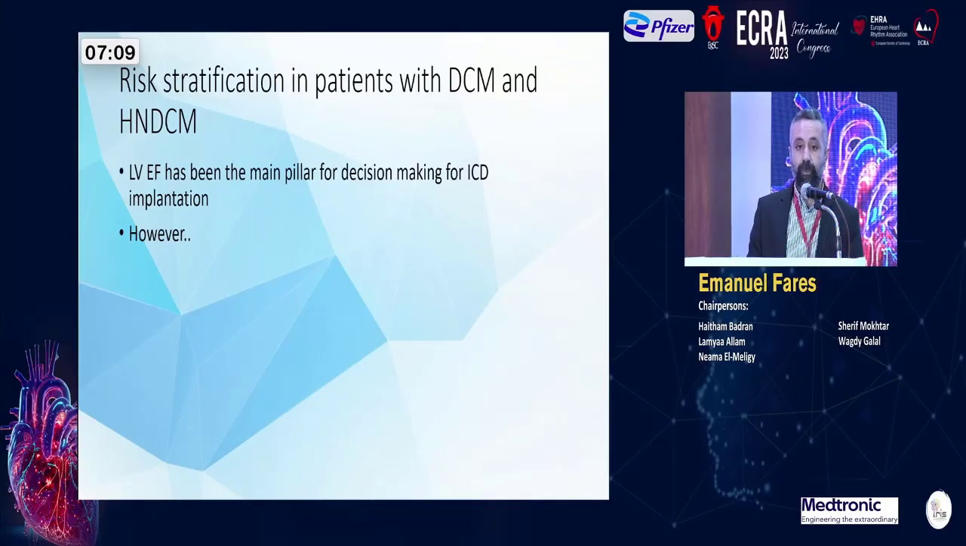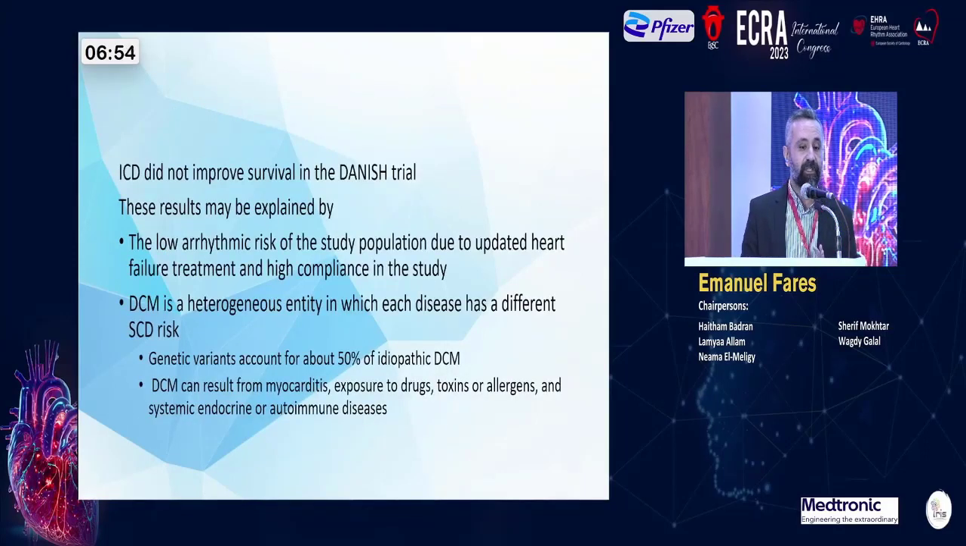The second group of patients with structural heart disease are patients with dilated cardiomyopathy and hypokinetic non-dilated cardiomyopathy. In the past decades, ejection fraction has been the main pillar for decision making. However, ICD did not improve survival in the Danish study, and these results might be explained by the low arrhythmic risk of the study population due to updated heart failure treatment and high compliance.